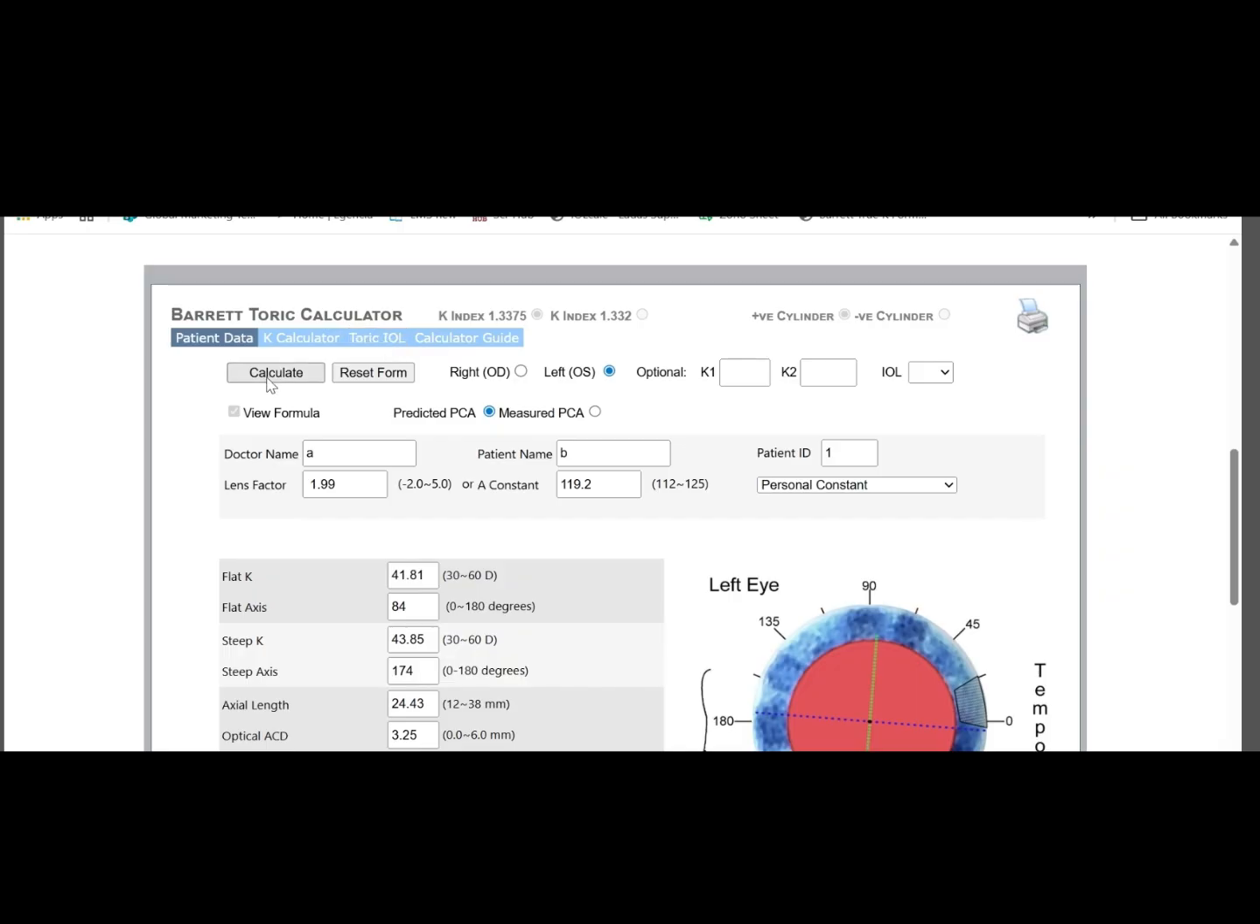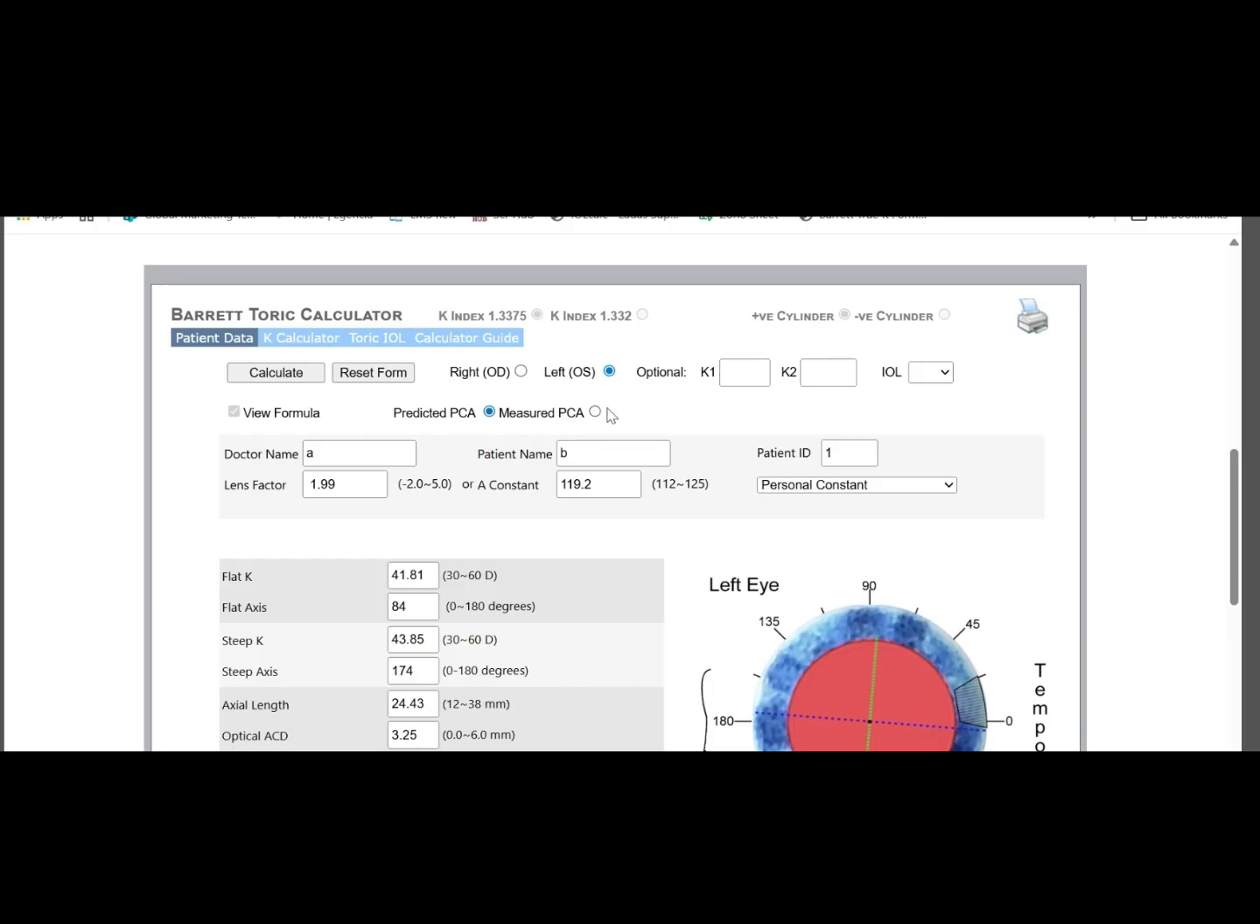Now, the moment I click calculate, it's not only showing me the steep and flat meridian as well as the incision in this picture. The other thing that comes up is the predicted PCA or measured PCA. So Barrett is asking me, would I want the Barrett Toric calculator to calculate the posterior corneal astigmatism based on the inbuilt algorithm of Barrett, or do I have a measured PCA?